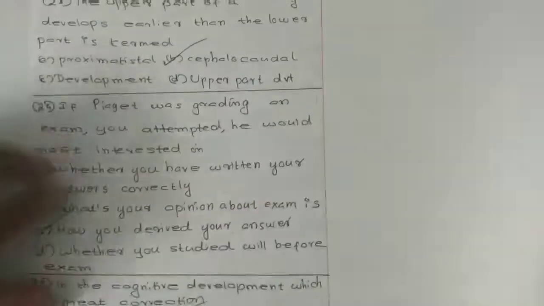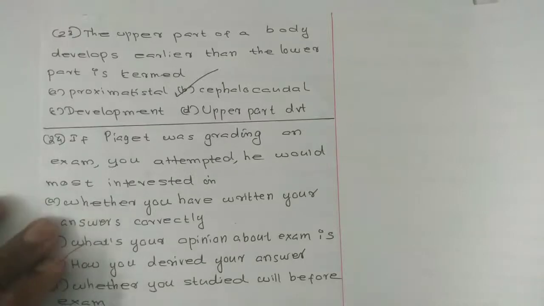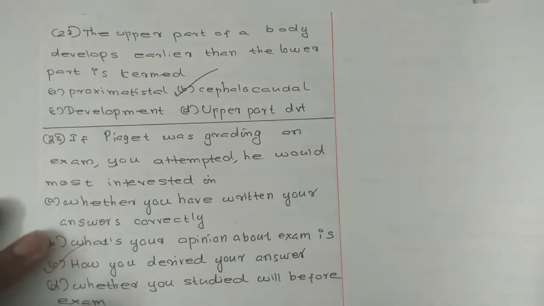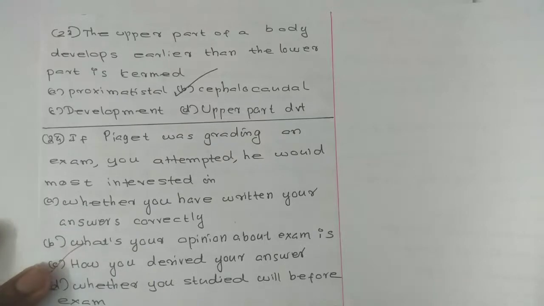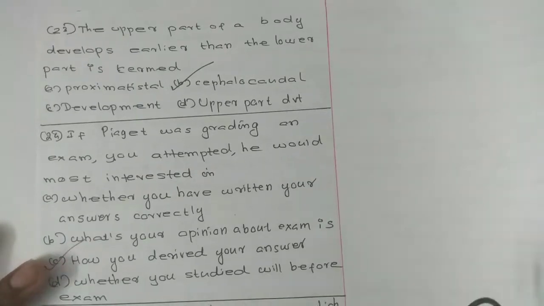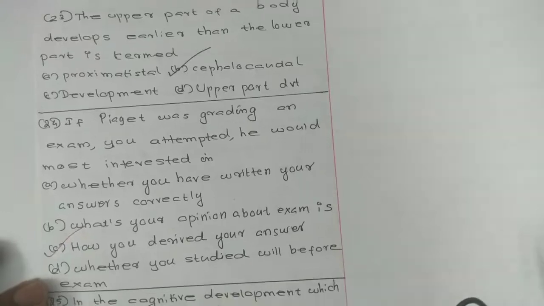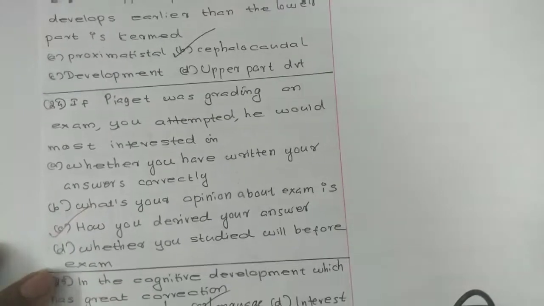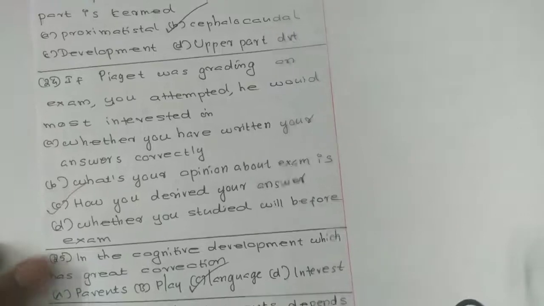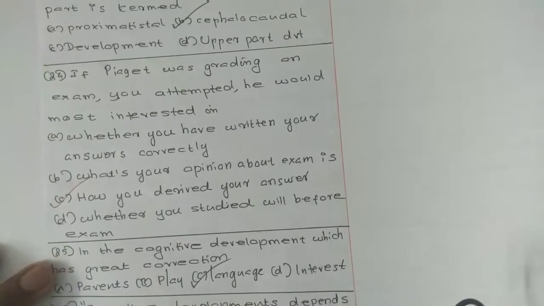Then question 23. The upper part of the body develops earlier than the lower part is termed: option A, proximodistal, option B, cephalocaudal, option C, development, option D, upper part development. Answer, option B, cephalocaudal.